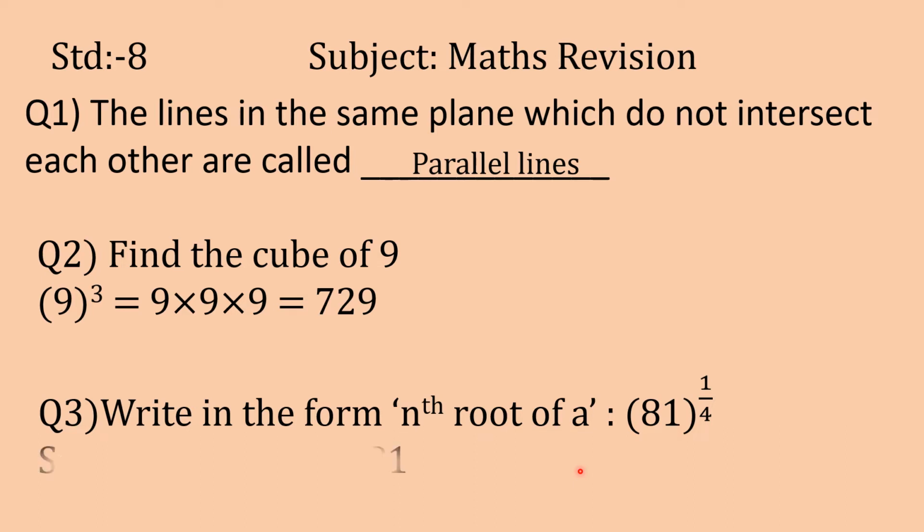So the answer would be fourth. As I said, this is root. So you'll write fourth root of 81. Base is a. I said a is this base, that is 81. So the answer is fourth root of 81. Okay.